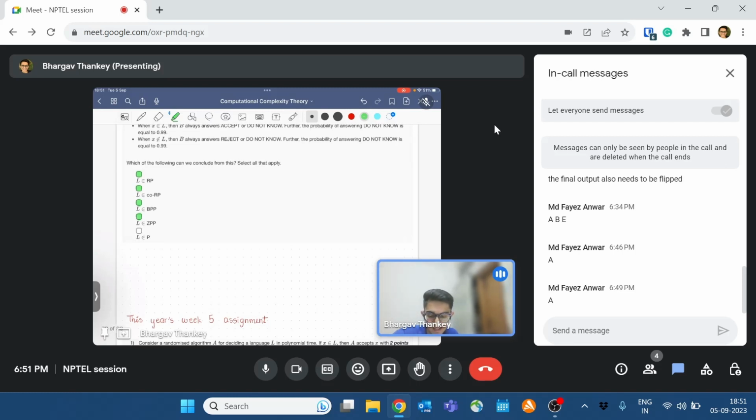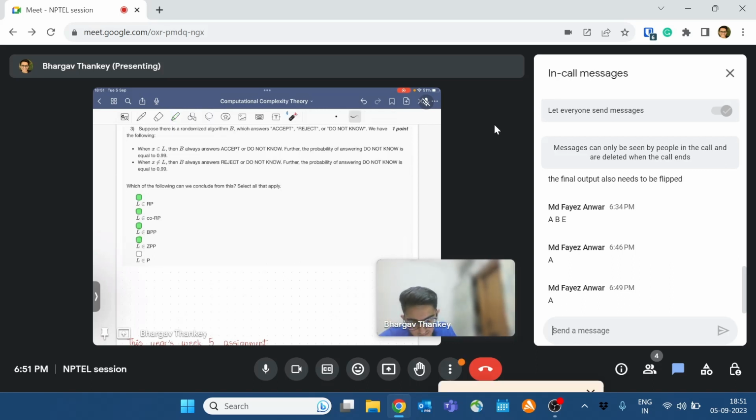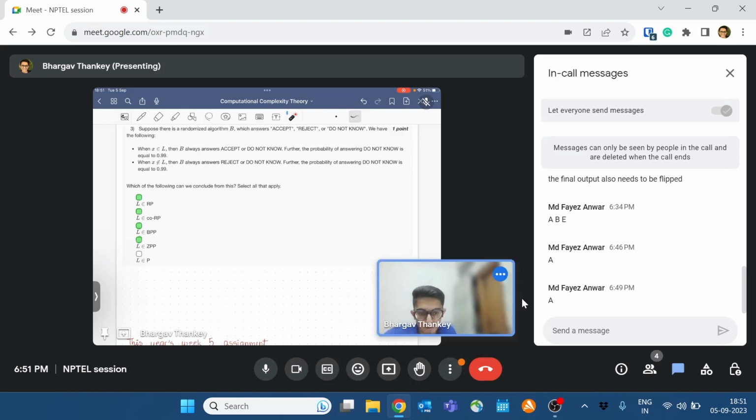And why is the L in ZPP? So the algorithm is never wrong. Like it always accepts when X is in L, and it always rejects when X is not in L. Otherwise, it is a don't know. Yeah, but over here, the probability is 0.99, right? While in the definition of ZPP, both of these are half.